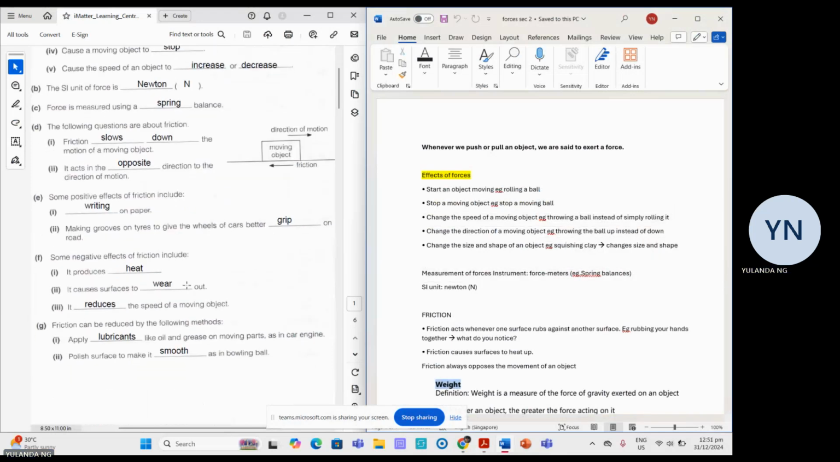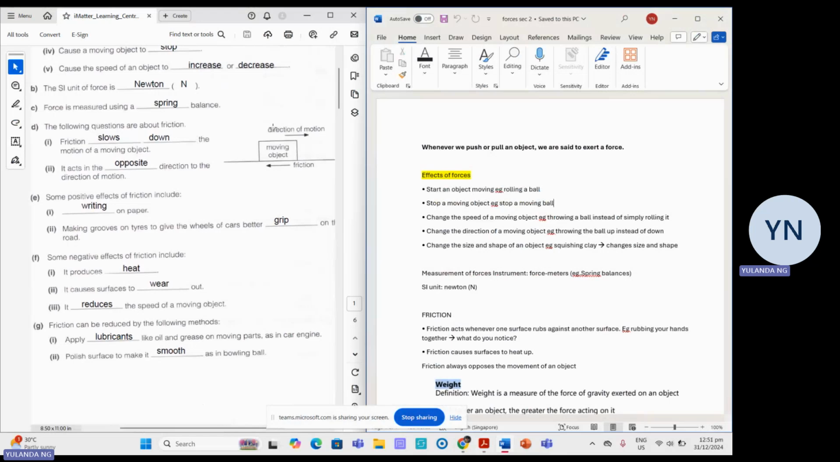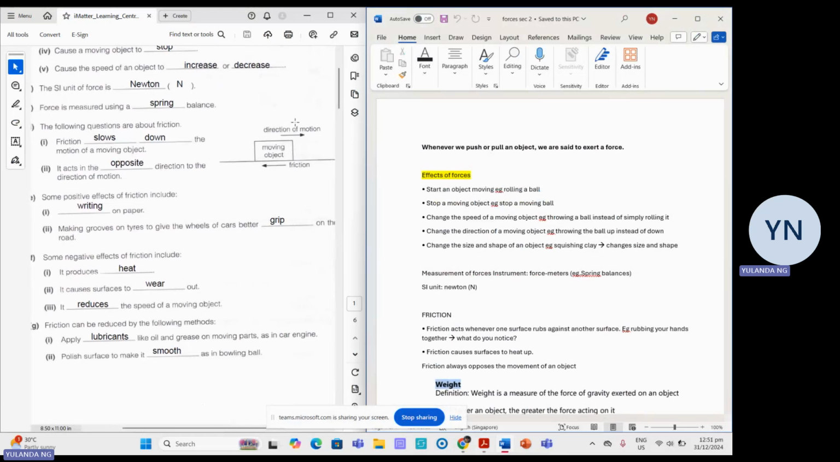So friction slows down the motion of a moving object. How does it slow down the motion of a moving object? You notice over here, the moving object is moving towards the right side. When there is friction, it will act in the opposite direction, which is the left side. So that's why it will slow down, because it's acting opposite to the motion. Let's say, for example, you're the moving object, you want to go right, but someone keeps pushing you to the left. That is kind of like friction. And do note where friction is acting: between the moving object and the surface.